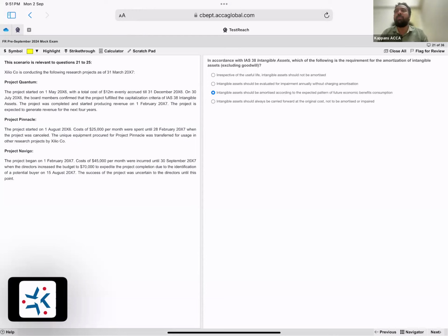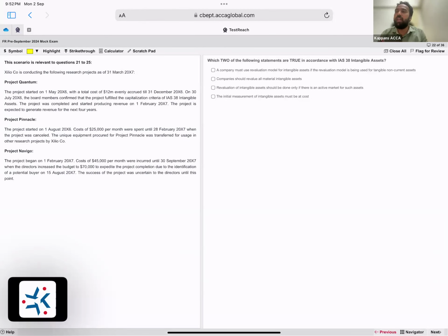That is true. But let's read the last one to make sure. Intangible assets should always be carried forward at original cost, not amortized or impaired. That is wrong. Intangible asset can be shown at cost or fair value model, but there must be an active market. So which is true is intangible asset should be amortized according to expected pattern of future economic benefit. Option C is the answer.